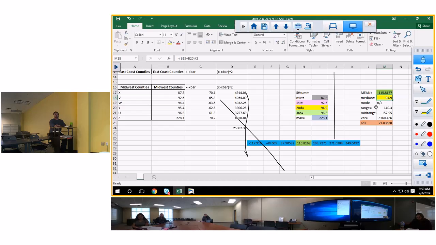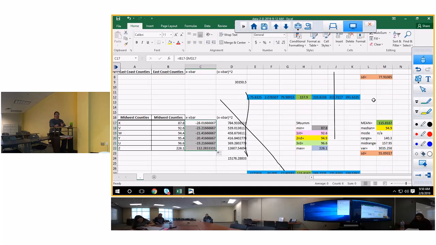115. And I'm going to take 115 away from each one. Equals this minus 115. F4. Copy. Yep. That's why you got to watch it. I should have checked. There we go. Which one has the best standard deviation? The smallest. It's still Midwest.